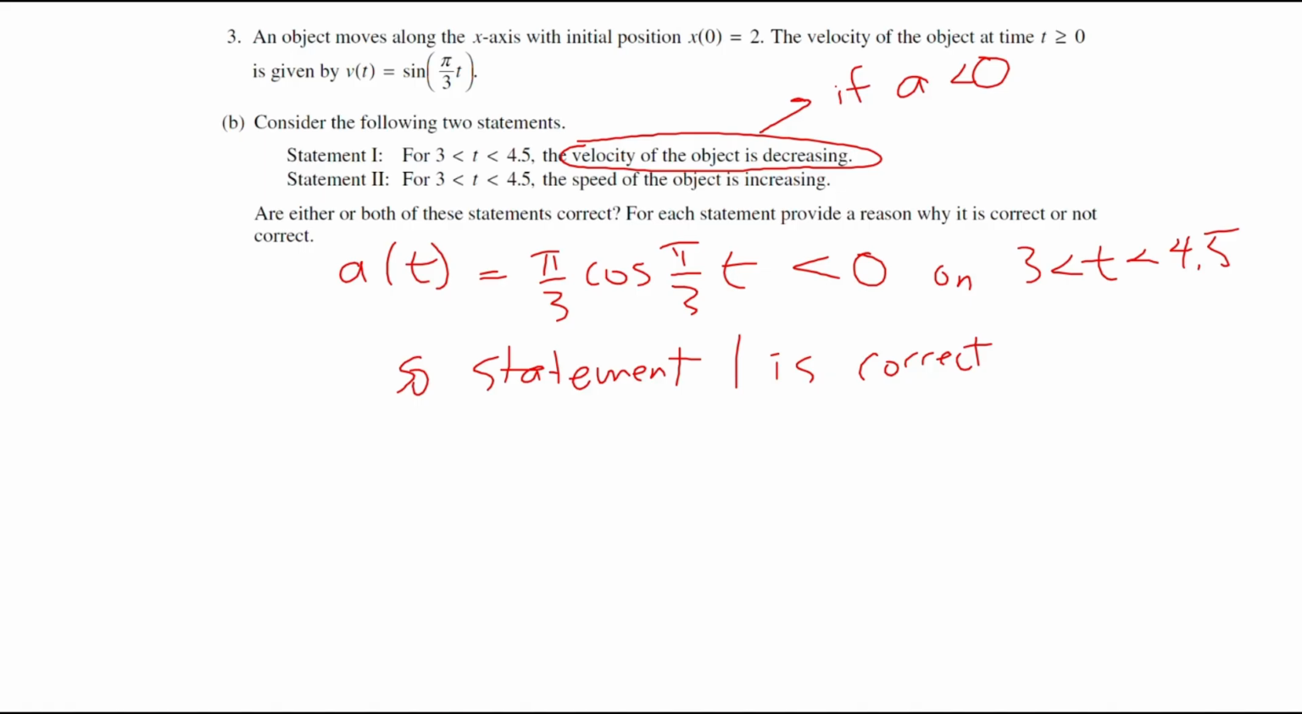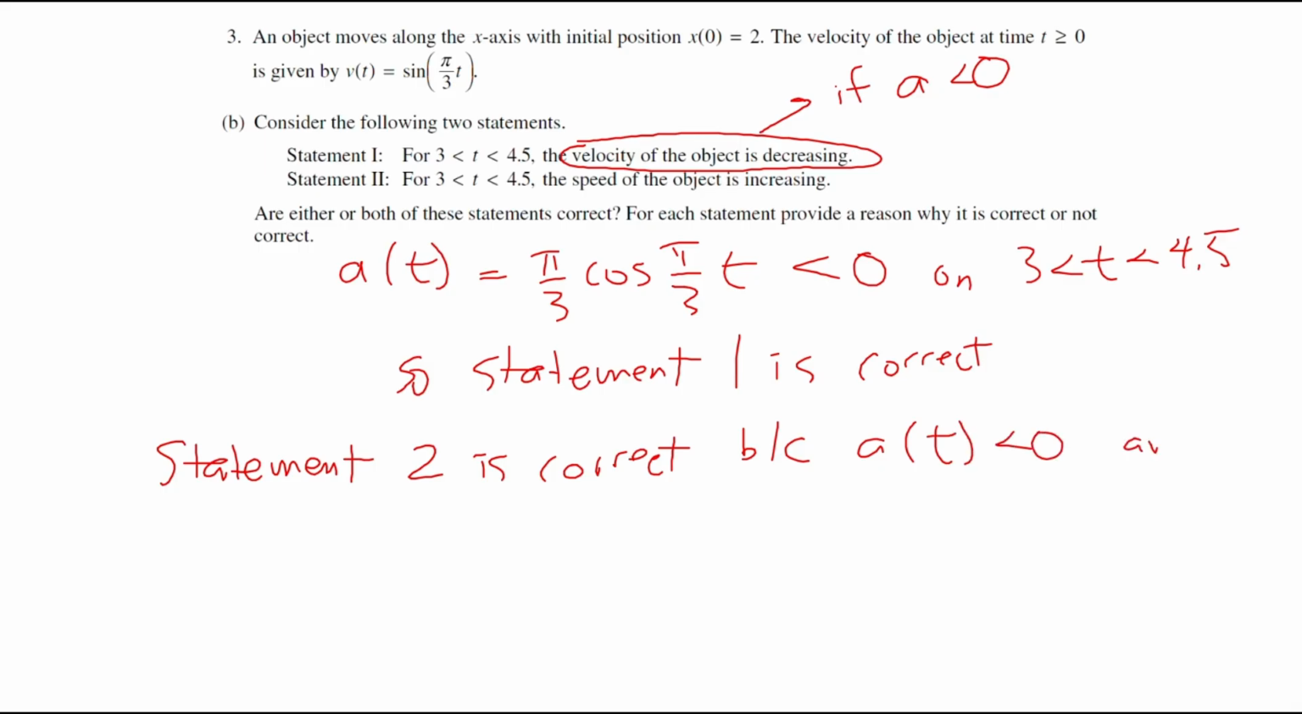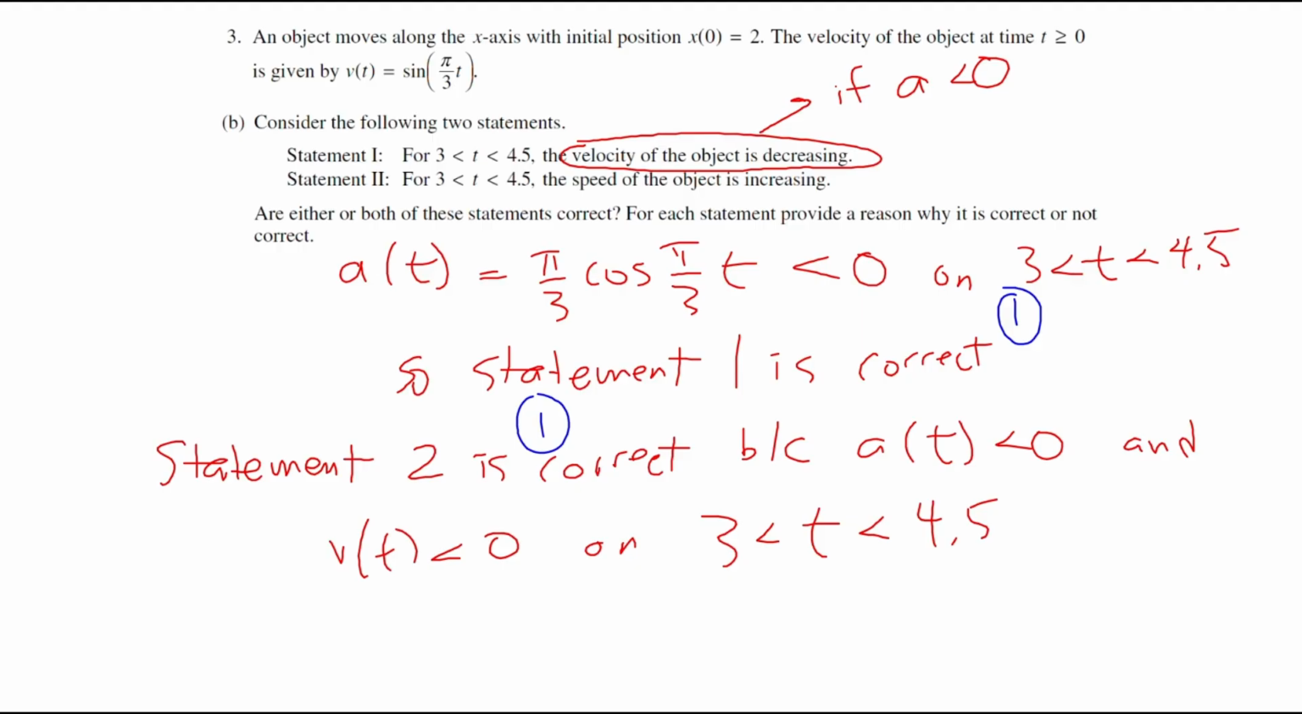Right? And so we can then go back here and say statement 2 is correct because a of t less than 0 and v of t less than 0 on that interval. And therefore, statement 2 is also correct. They give you 3 points here for this. 1 for the whole stuff with statement 1. The second one was for saying statement 2 is correct. And the third point was for your reason that a of t and v of t were less than 0.